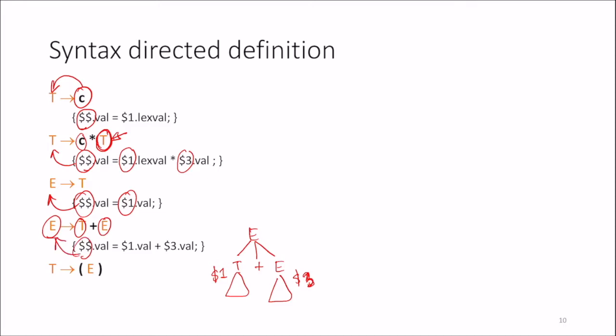And finally, the last one is really simple. We have to just take the value of this and pass it on to the left-hand side. And that we can do really easily by assigning $$, which is the left-hand side, equal to $2. We're ignoring the left parenthesis and the right parenthesis, which would be the $1 and the $3 respectively.